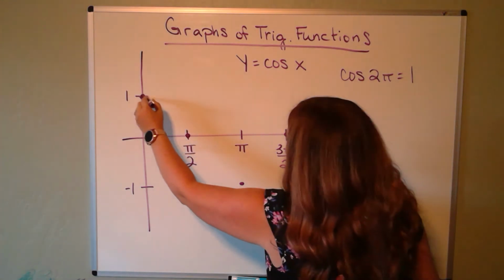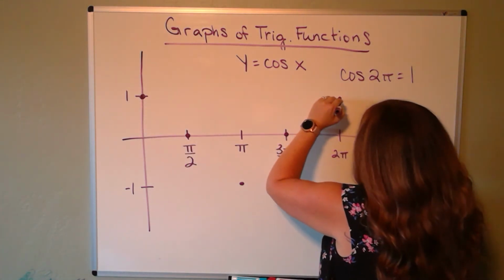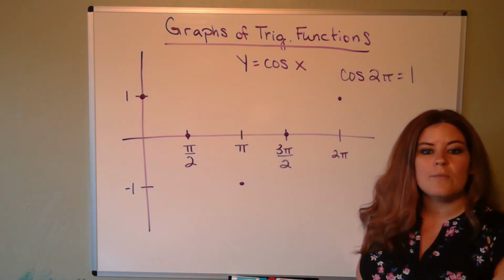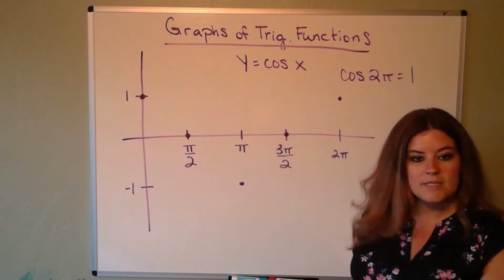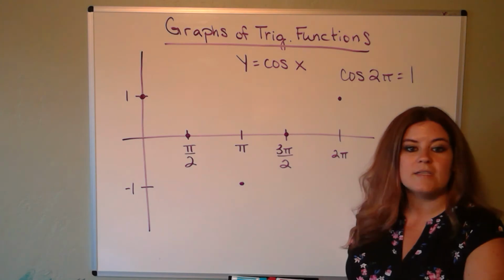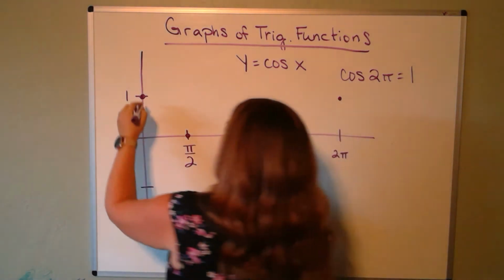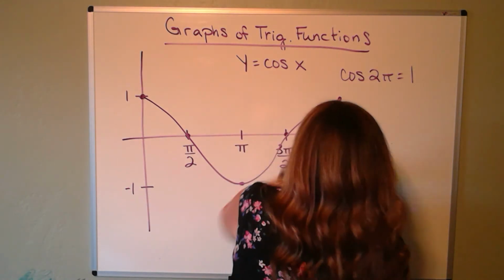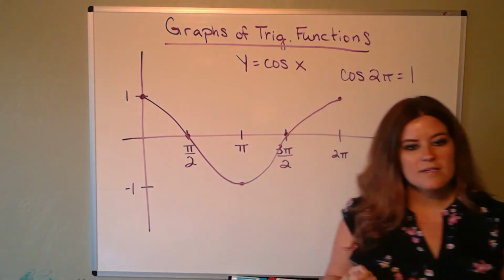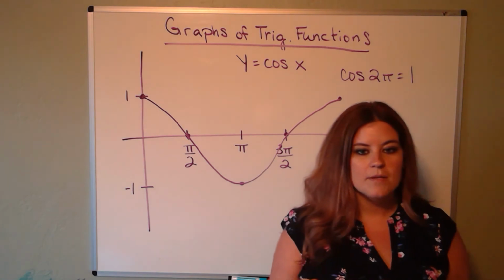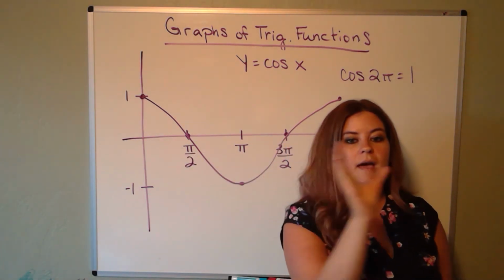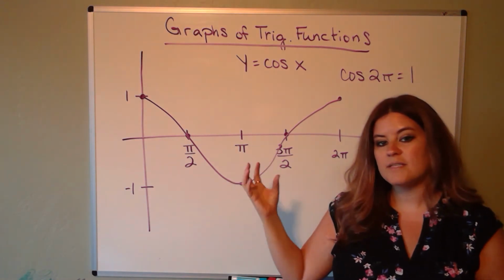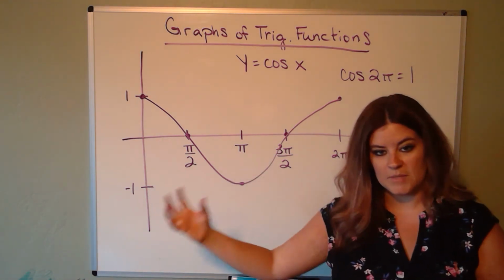So let me get this lined up. So it looks different, right? But you guys, this is still a wave, so I know it's going to be connected with those smooth lines just like sine was. And you guys, sine and cosine waves actually take the exact same shape, they just happen at a different time. So basically, sine and cosine are the same wave, just shifted from each other.